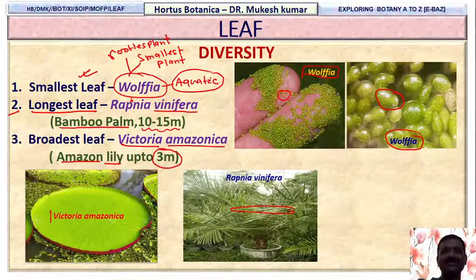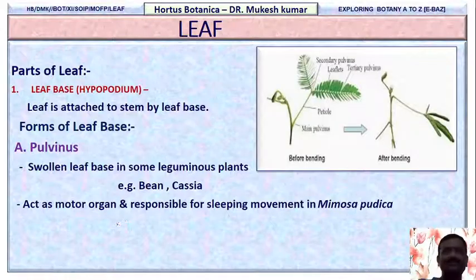So very interesting. I think by the diagrammatic and figurative description, you will never forget these three diversities. The smallest one, Wolffia. The longest one, Raphia vinifera, and the broadest one is Victoria amazonica. Amazonica, wonderful. Amazon, you all know about the Amazon. From that part we have Amazonica. Wonderful, surprising, amazing.